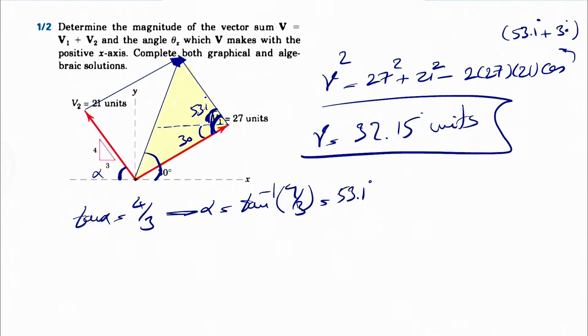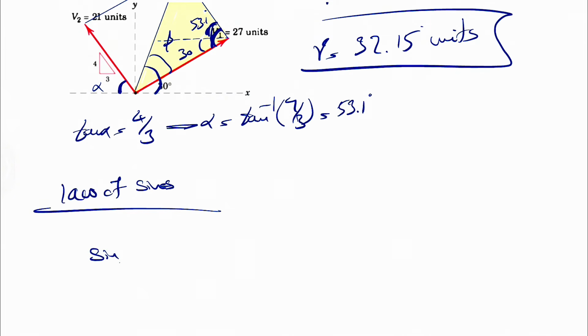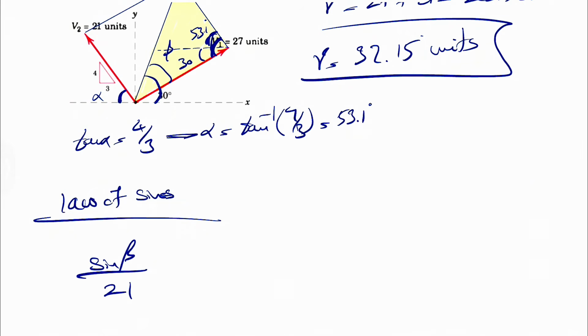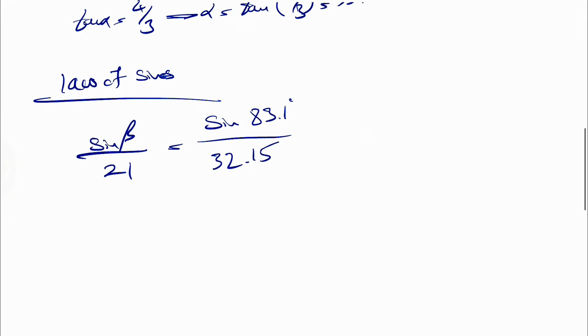For finding the angle that it makes with the x-axis, we're looking for this angle. If we do the law of sines for the yellow triangle, we should be able to find this angle. Let's call it beta. So we have sine of beta over the side that is facing that angle, 21, is equal to sine of the 53.1 plus 30, which is going to be 83.1, over our v, 32.15.